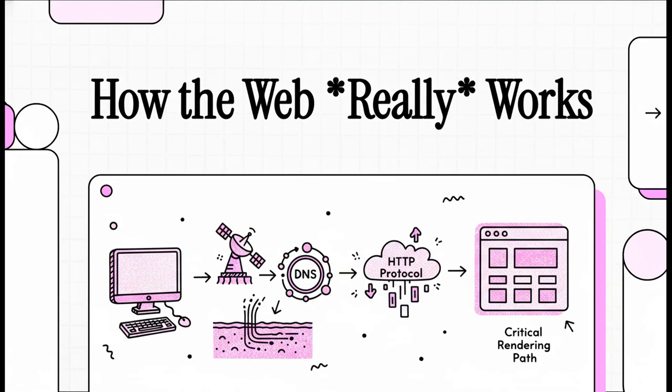As developers, we write code, we hit save, and boom, a web page just appears on the screen. It feels like magic, right? Instantaneous. But what's really happening on that journey from typing a URL to seeing the final pixels? Understanding this process isn't just trivia. It's absolutely fundamental if you want to build fast, efficient web applications. So today, we're going to map out that exact path, step by step.